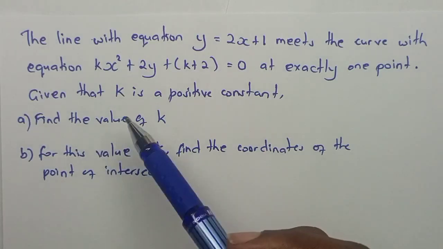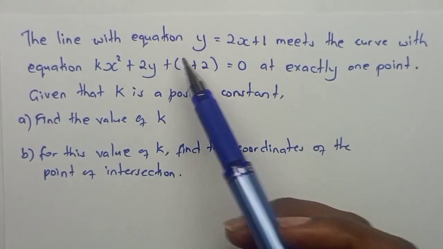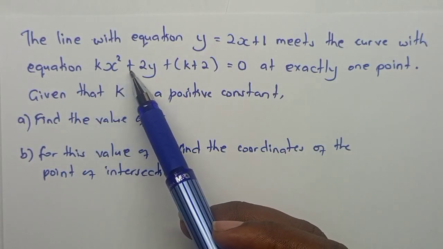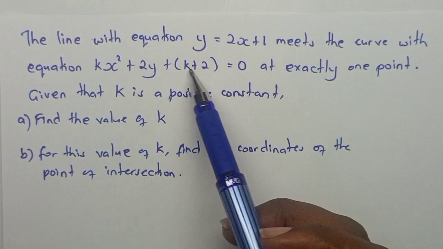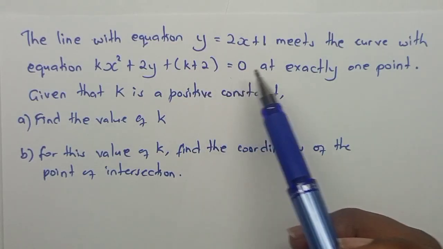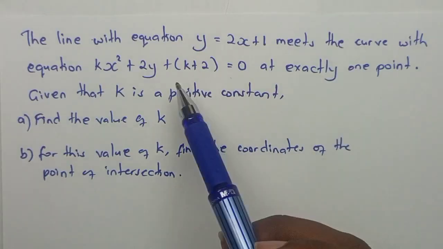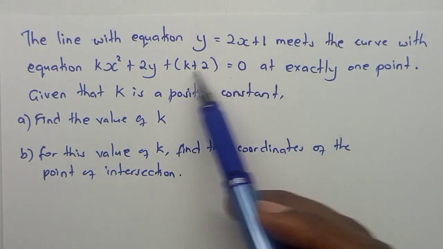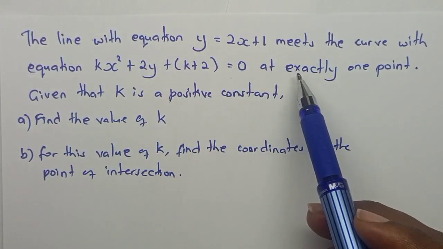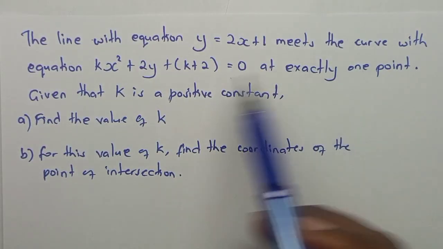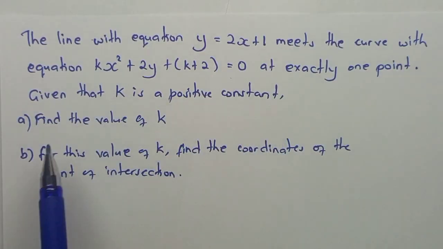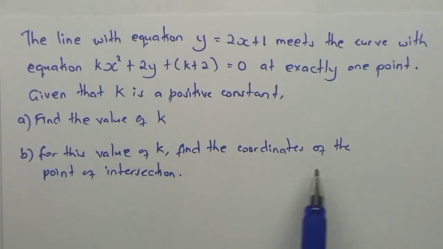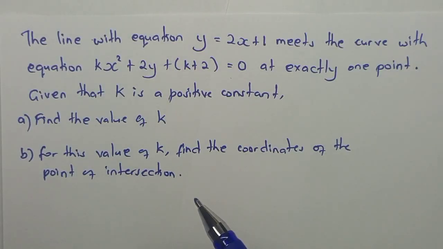Now let's look at this example here, or this question. The line with the equation y is equal to 2x plus 1 meets the curve with the equation kx squared plus 2y plus, in brackets, k plus 2 is equal to 0 at exactly 1 point. Given that k is a positive constant, take note of the condition that they meet at exactly 1 point. A, find the value of k, and then B, for this value of k, find the coordinates of the point of intersection.